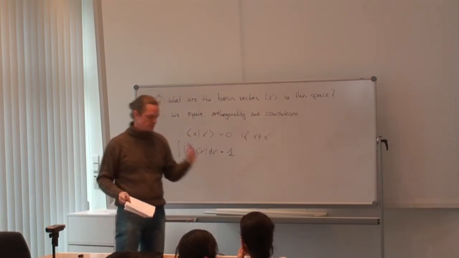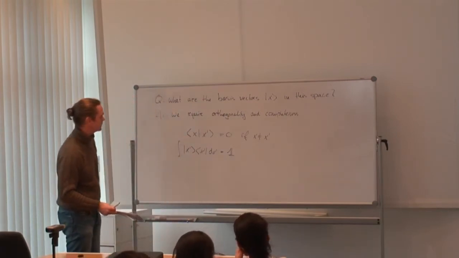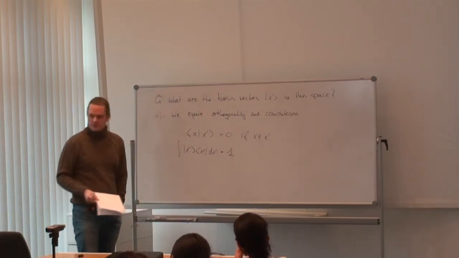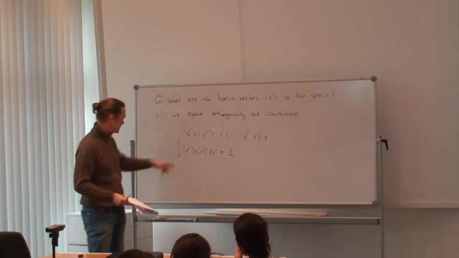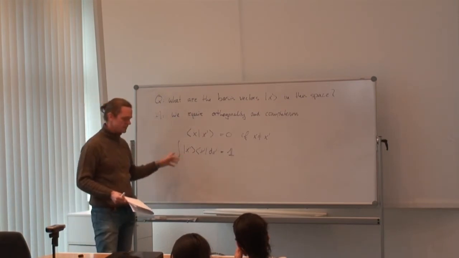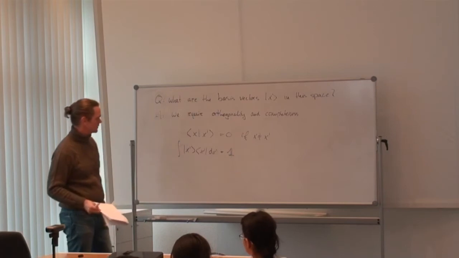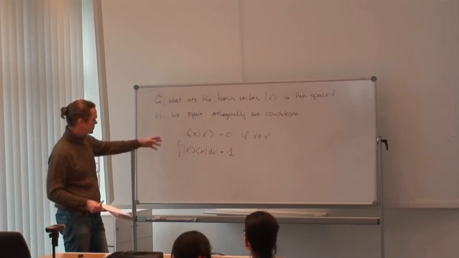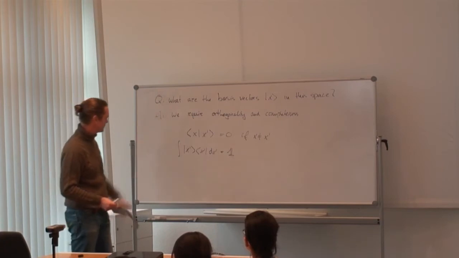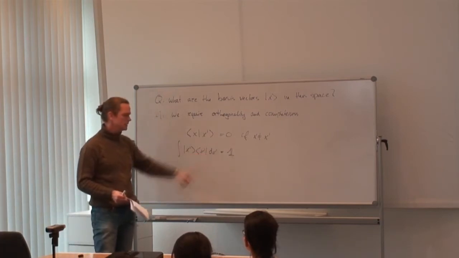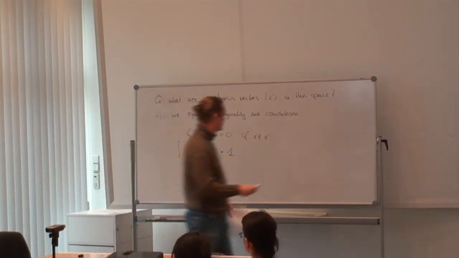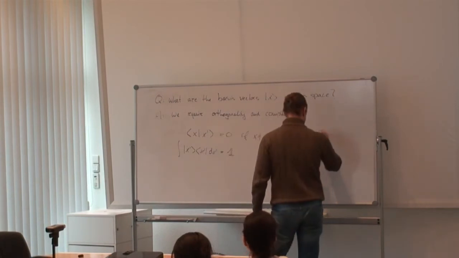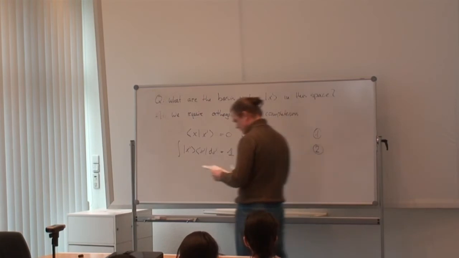And we saw that for the case of vectors in finite spaces, if we do this with the basis vectors in finite spaces, the canonical ones, that would actually really produce the unit matrix. So we generalize that to our case, and we want this to be the identity operator. This one is, say, equation 1, and this one is equation 2.